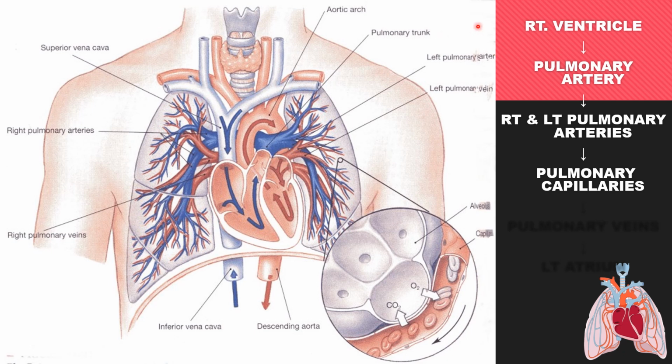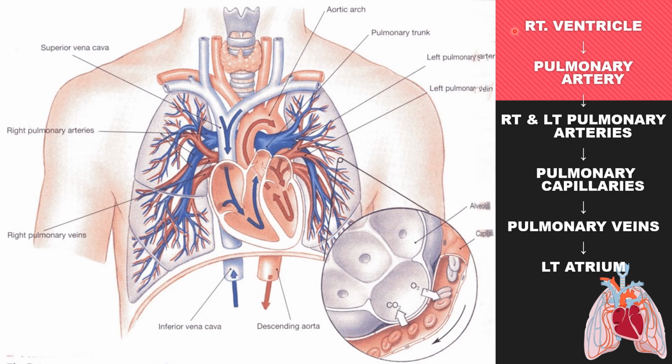It returns to the heart through the pulmonary veins into the left atrium. We know that there are four pulmonary veins, two from each lung, superior and inferior. So finally it reaches the left atrium.